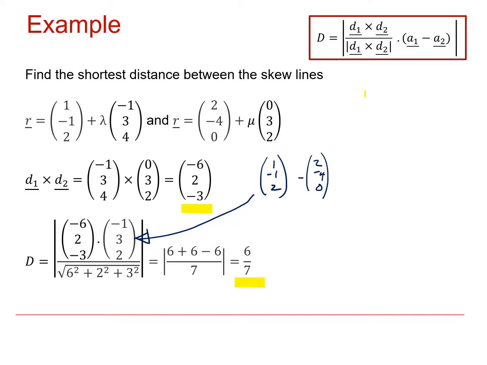So the technique is to identify the direction vectors and the known point vectors on each of the lines, construct the pieces, and then stick them into this formula. Don't forget that you have got a big modulus around the outside to make sure that you end up with a positive result for the distance.